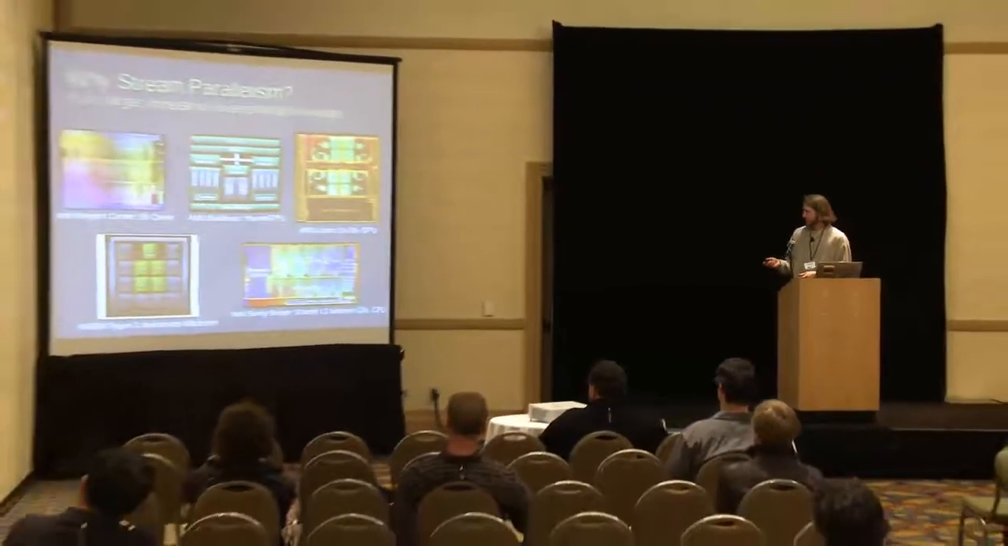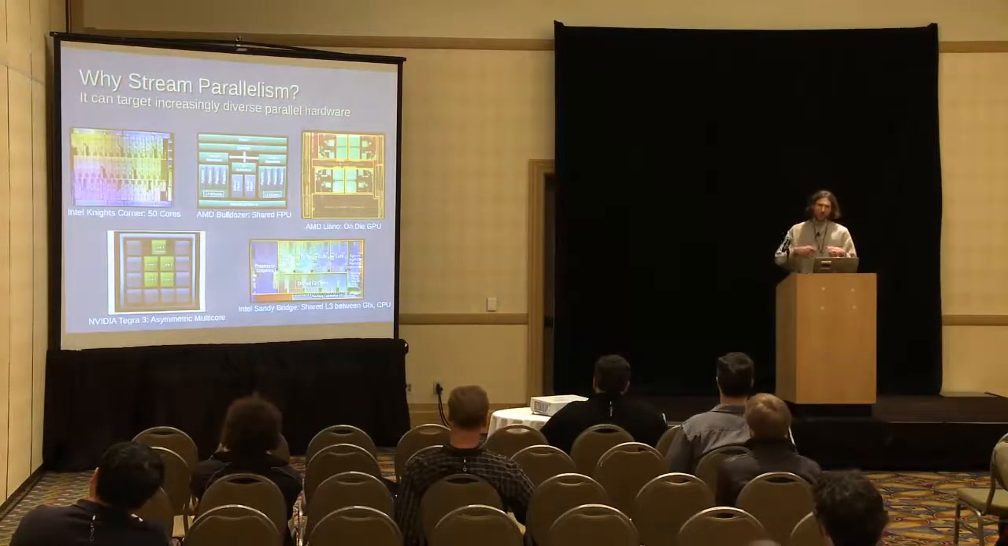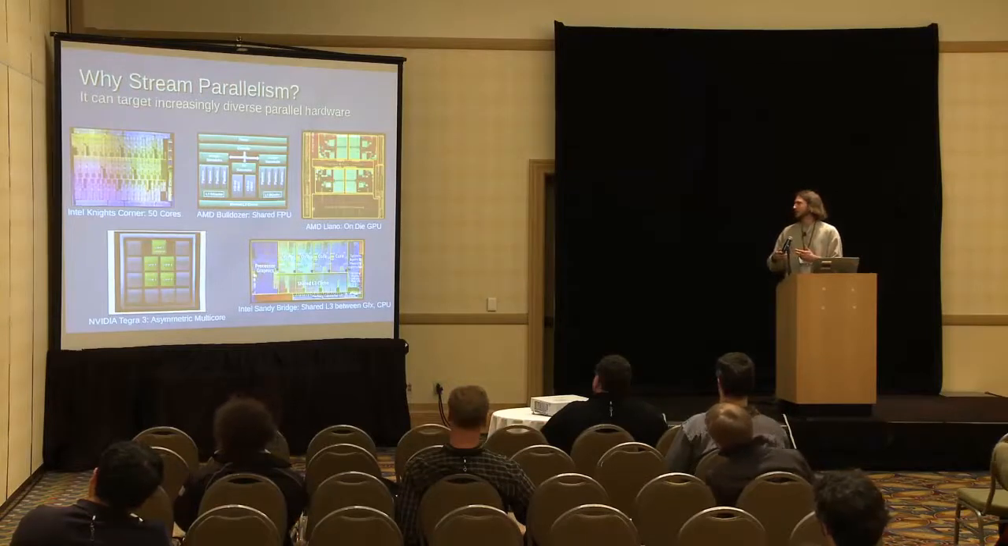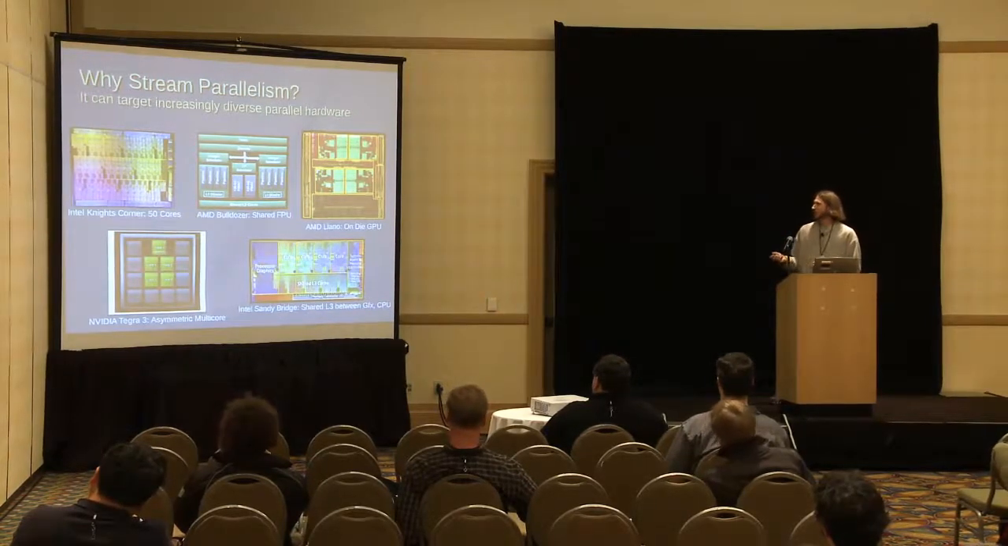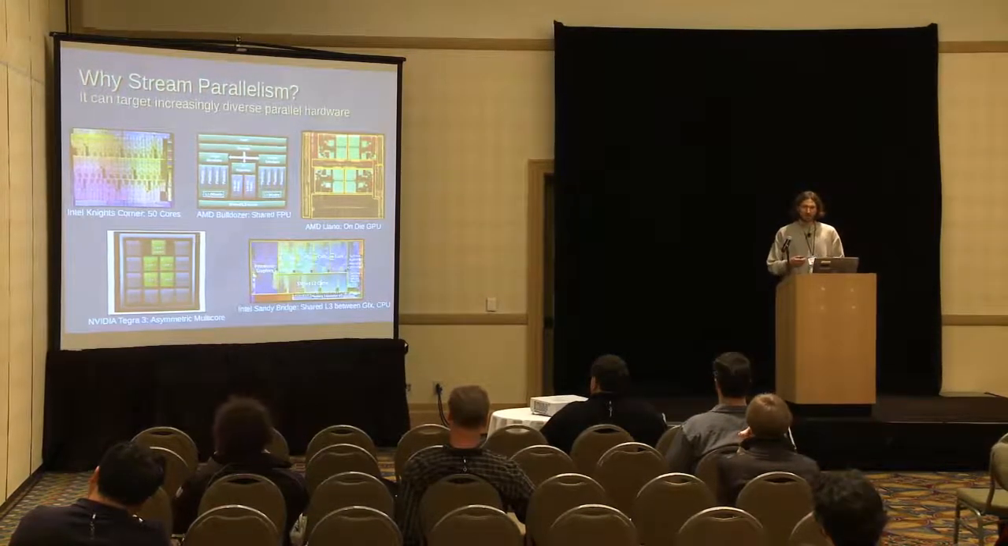So why do I care about stream parallelism? Well, as we all know, in addition to becoming more parallel, hardware is becoming increasingly diverse. So 4 of these are x86 nominally, and they're very different architectures. One compiled parallel program might not execute optimally on all 4 of these x86 architectures. They have very different characteristics. The Sandy Bridge has an integrated graphics processor with shared L3 cache, where Knight's Corner has 50 plus x86 somethings in it.